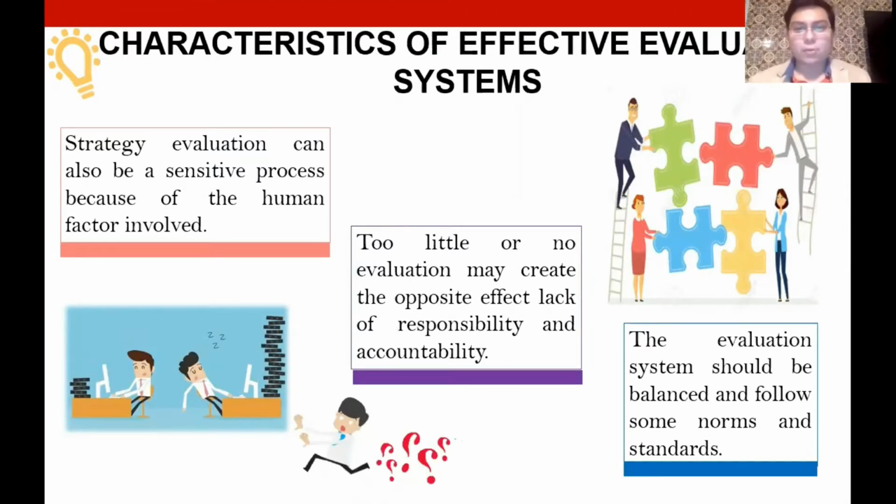Characteristics of effective evaluation systems. Strategy evaluation can also be a sensitive process because of the human factor involved. Too much or too rigorous evaluation and control may be expensive and sometimes counterproductive. Also, authority and flexibility may be challenged, minimized, or even eliminated. Too little or no evaluation may create the opposite effect: lack of responsibility and accountability. In some companies, strategy evaluation simply means performance appraisal of the organization. This is also not correct. The evaluation system should be balanced and follow some norms and standards.